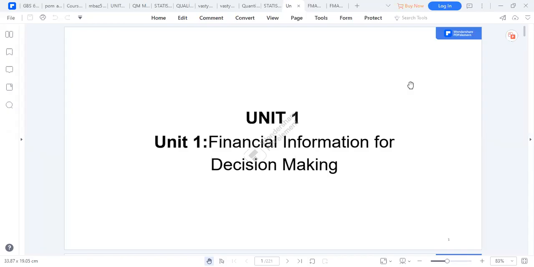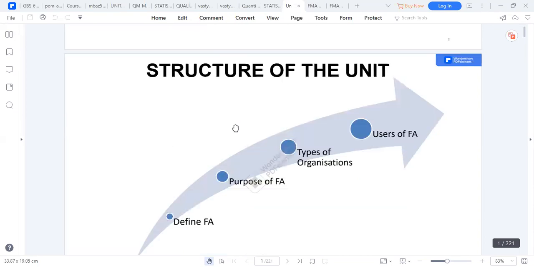Welcome to our introductory class in finance. So finance has the following structure that you need to acquaint yourselves with. We'll define what finance is, types of organizations, and the users.